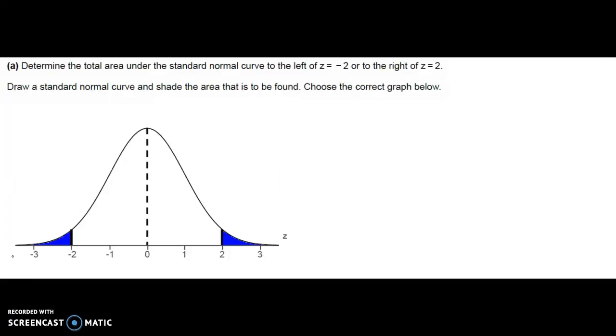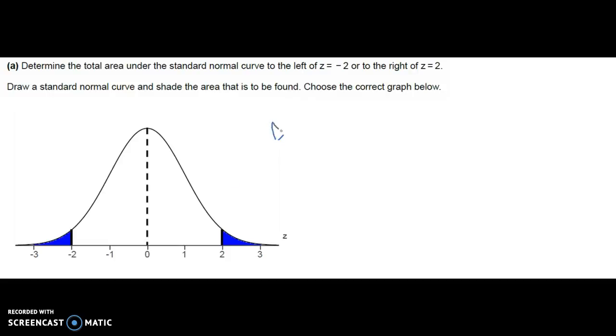Alright, so it's determine the total area under the standard normal curve to the left of z equals -2 or to the right of z equals +2. So they want you to find the area to the left of the negative number and to the right of the positive number and then add those two amounts together. You should be able to draw your standard normal curve, shade the area that is to be found. So pick the right graph that's shaded to the left of the negative and to the right of the positive.